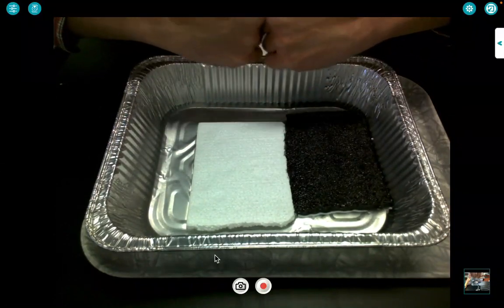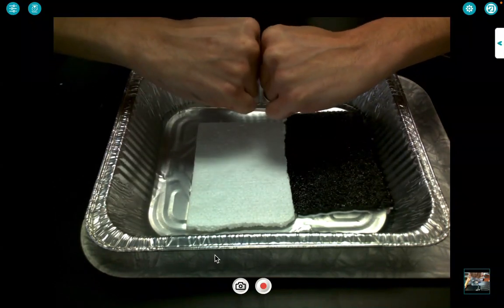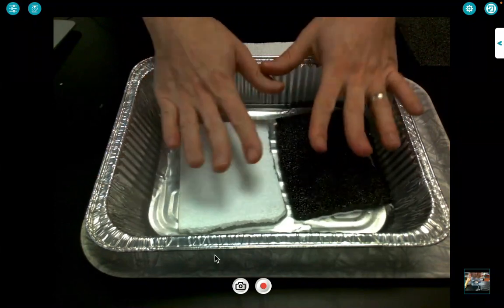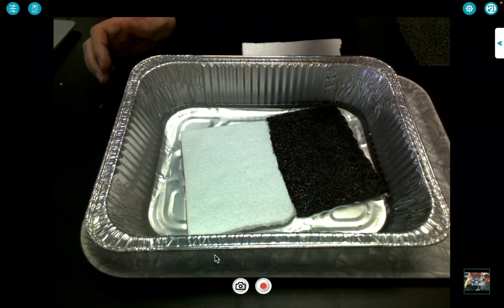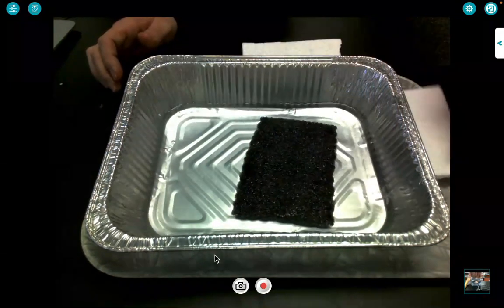I just got to get my camera right here. So it's kind of like this. They're kind of catching and then they slip. Last one. That was the last one. So that was the continental and oceanic crust. Last one we have to do is oceanic, oceanic.